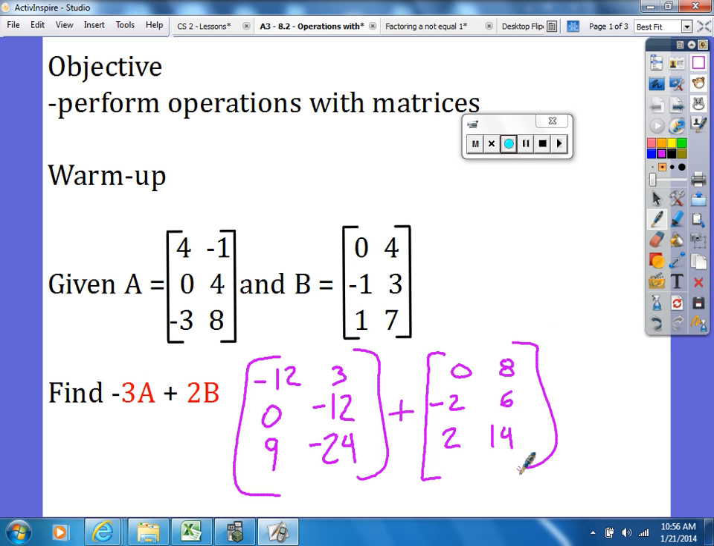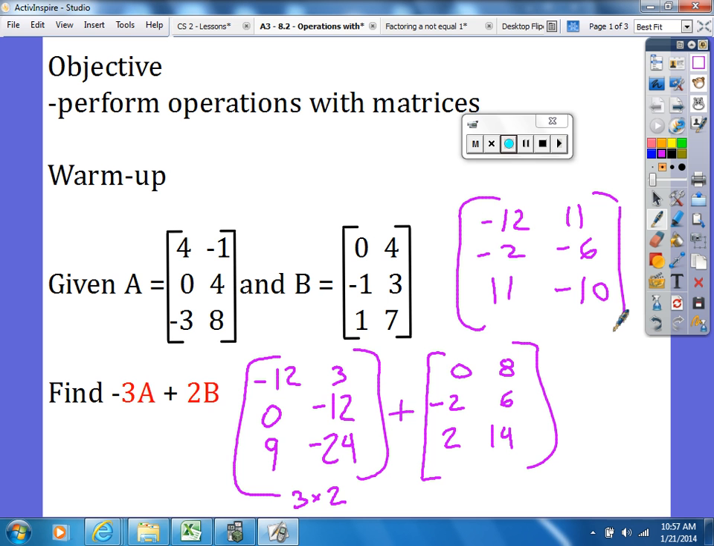What am I going to do with them now? Add them. Why am I allowed to add them? They are the same size. What's the size of this one? 3 by 2. Good. Remember, it's the number of rows by the number of columns. Okay, so they're both 3 by 2, so we'll add them together. -12, 11, -2, -6, 11, and -10.